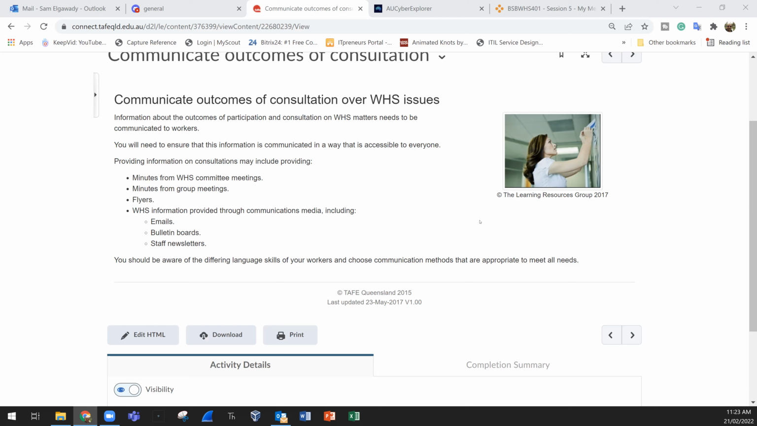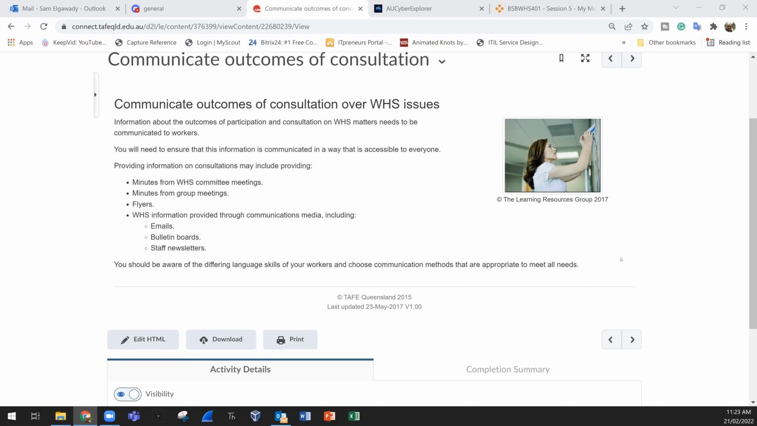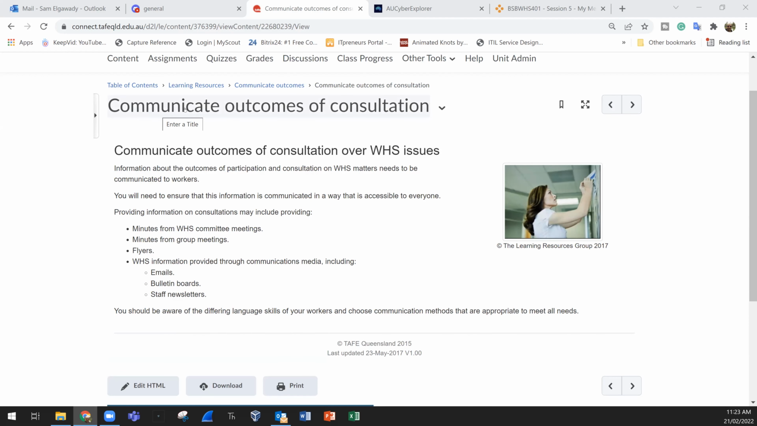You will find also, for example, Centrelink and Medicare, they provide updates in different languages. So when you go to the Centrelink website, you will find that they are publishing their new policies, procedures, any updates, any news in different languages, actually, which is great. So if there are some people with minimal understanding of English, they can read and access this information in other languages, which will help them a lot. So this is the topic related to communicate outcomes of consultation.